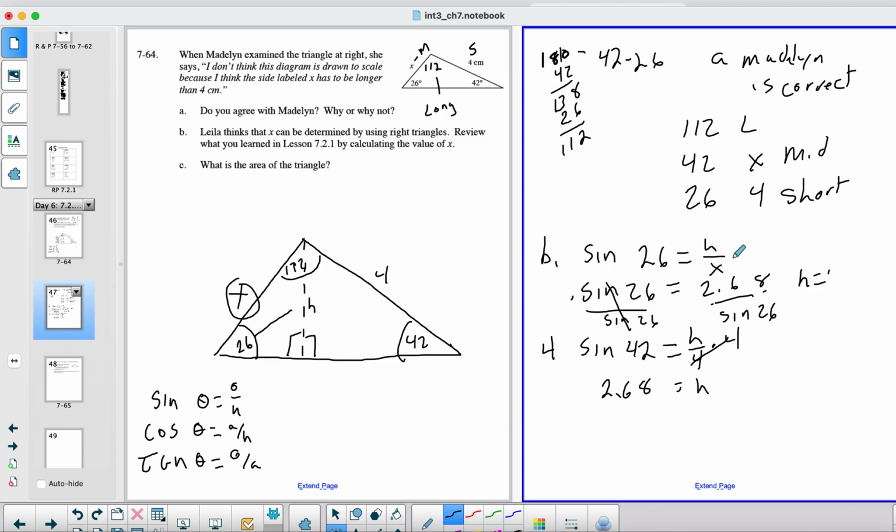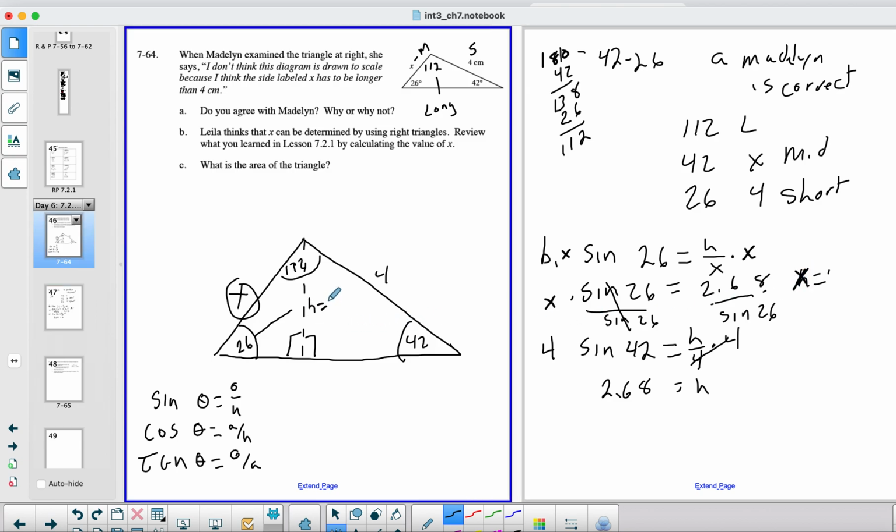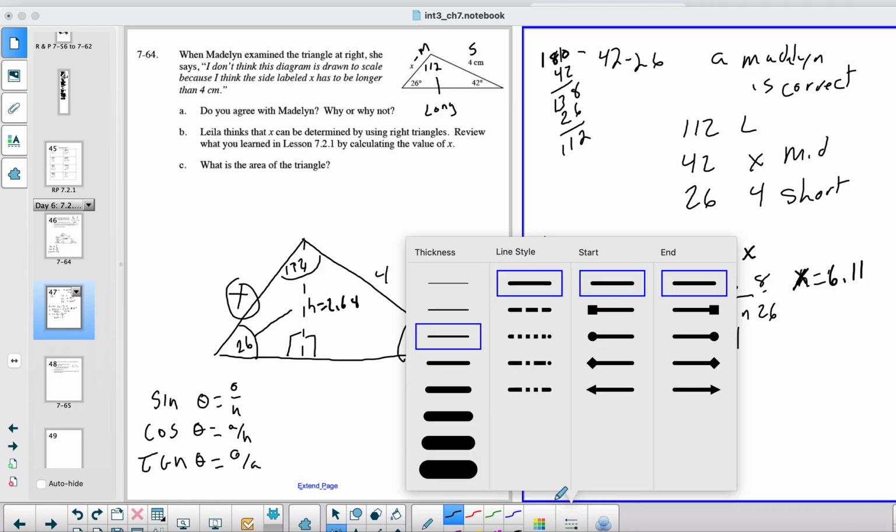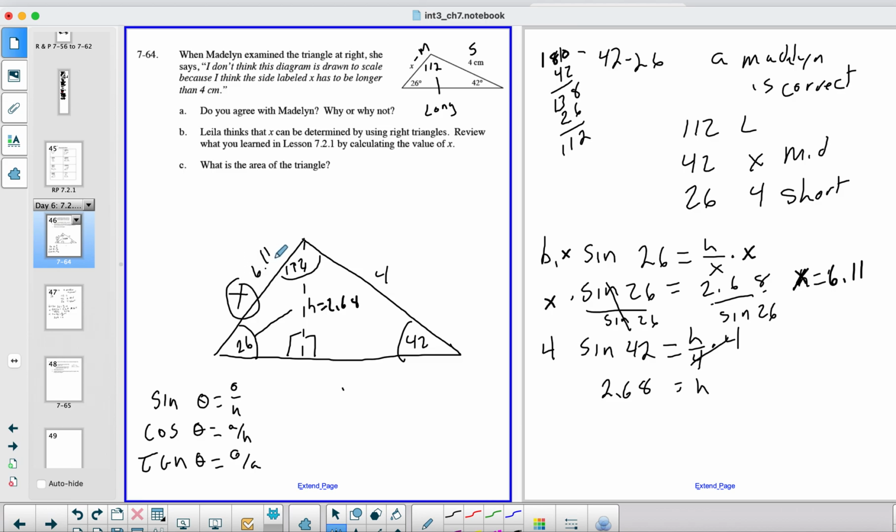Because I didn't mean to say we needed to multiply this by x. So this was x times the sine of everything. My h is 2.68, and my x is 6.11. So now we have almost everything filled in. The only piece we're missing is this bottom part of our triangle.